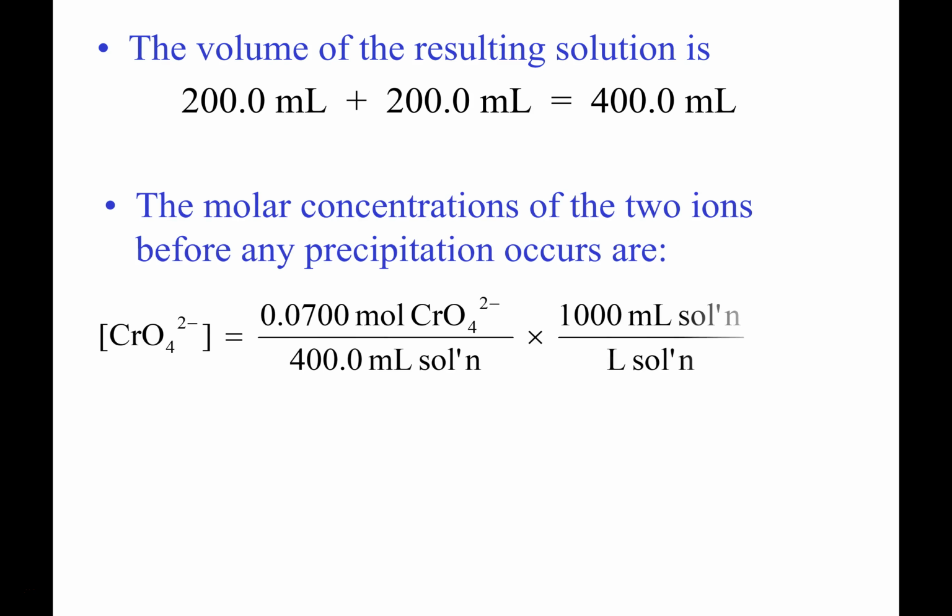So to finish things up, the molar concentration of the CrO4 2 minus would be the moles we found, 0.0700 moles, divided by 400 milliliters. But that will give us moles per milliliter. We need moles per liter. So then we have to introduce 1,000 milliliters over 1 liter. It's a lot of work. And this is all to get a value to plug into our QSP. So with 3 sig figs, the molar concentration of your chromate ion is 0.175 molar.